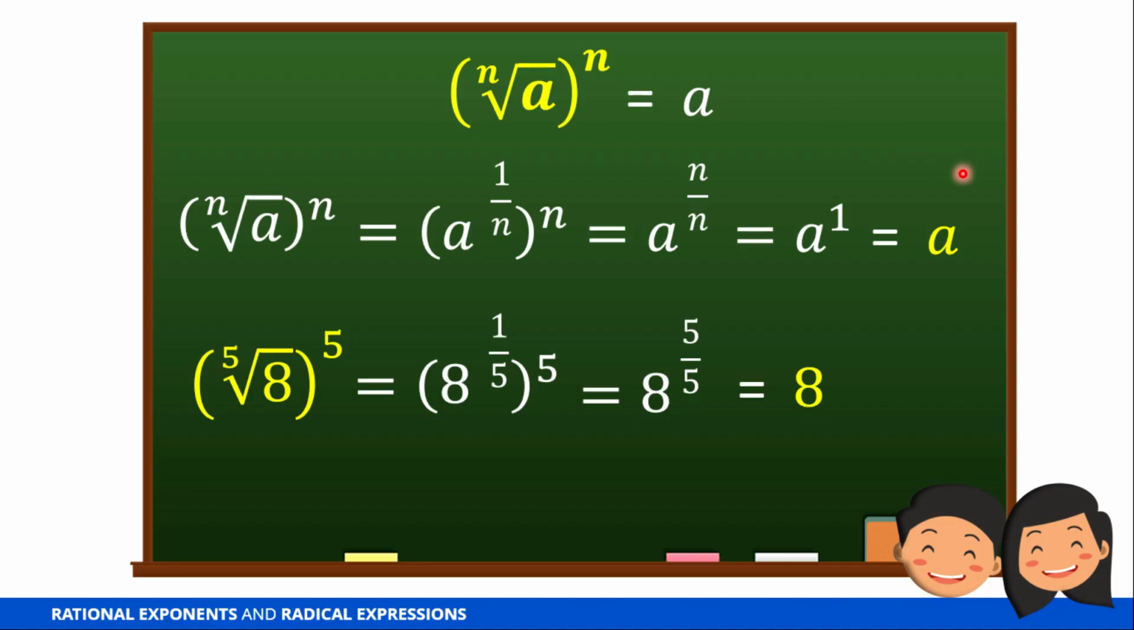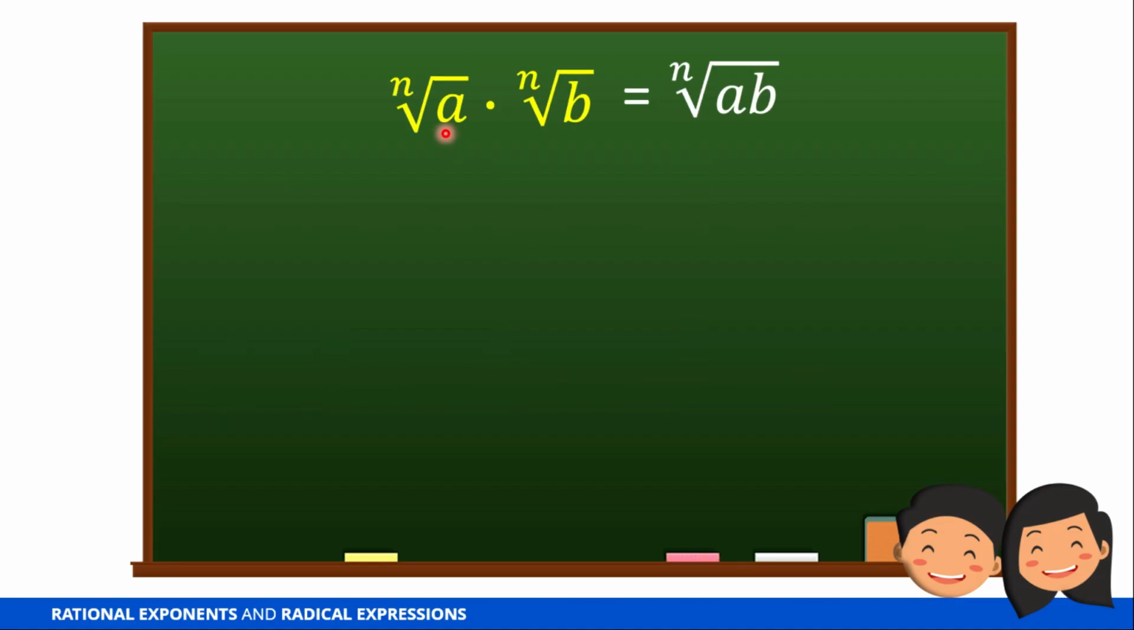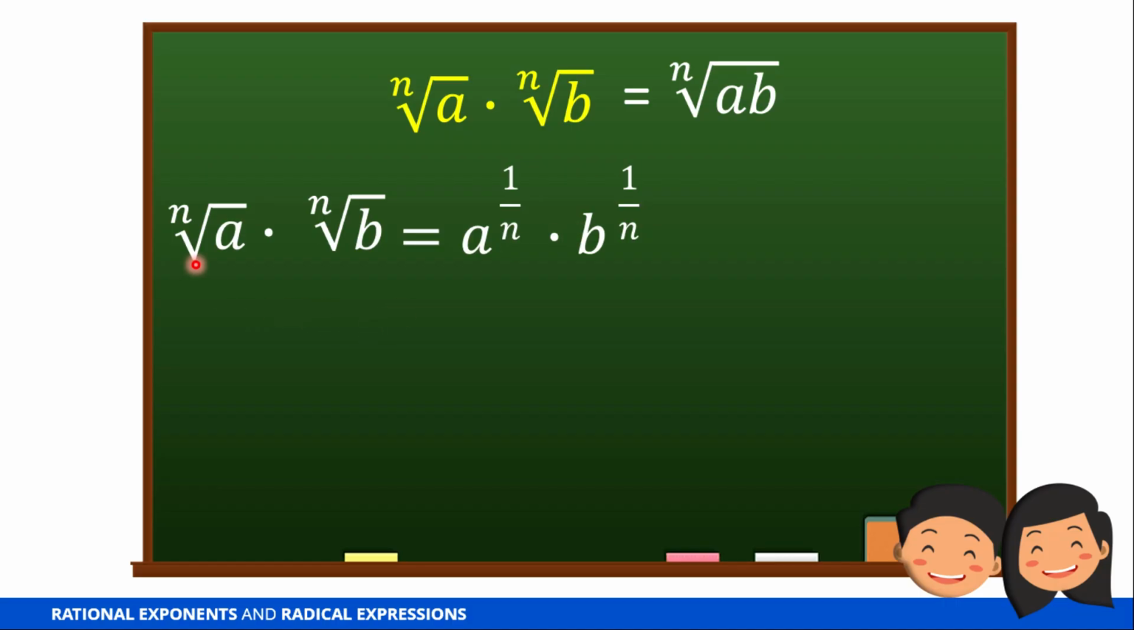Let's proceed to our second law. So here, nagmumultiply tayo ng radicals na mayroong parehong index. This is equal to the nth root of a times b. So a, iminultiply na sa b, and nasa loob na sila ng iisang radical symbol na may index na n, since parehong n yung index natin dito sa ating given. So ito siya. Kapag ginawa nating exponential form yung ating nth root of a, ang exponent nito ay 1, okay? Tapos ang index ay n, kaya magkakaroon tayo ng rational exponent na 1 over n. Ito yung exponent natin, tapos ito yung ating index, nasa denominator na.